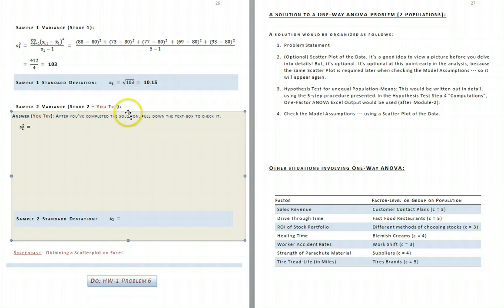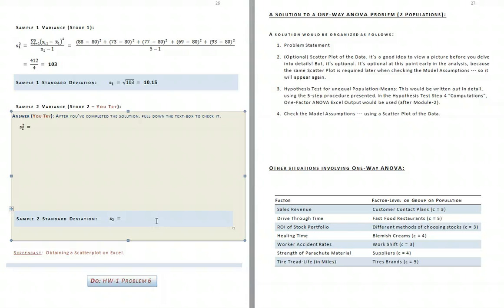There's a text box here, of course, that you can pull down, but I'm going to let you, for practice, compute the sample 2 variance, take its square root, and get the sample 2 standard deviation, and then determine whether the largest of these 2 standard deviations is less than twice the smallest. If the largest is less than twice the smallest, then it's okay to assume that the population variances are the same.